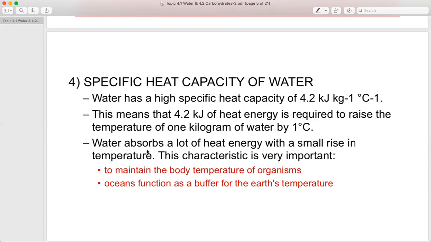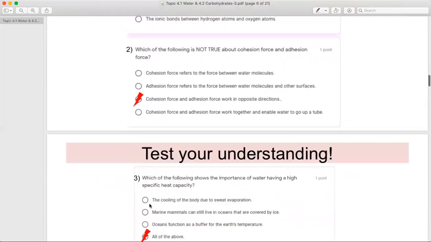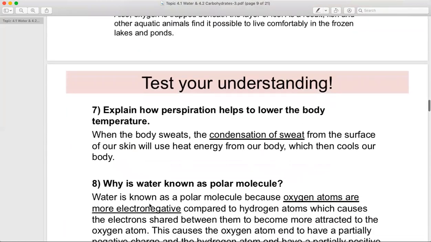Okay. Water absorbs a lot of heat energy with a small rise in temperature. This characteristic is very important. Okay. Nampak kalau tengok sekarang perlukan banyak tenaga semata-mata untuk menaikkan sebanyak 1 degree Celsius sahaja. So, apa tujuannya adalah, yang pertama, okay, positif tujuan kat sini adalah untuk maintain the body temperature of organism. And then for the oceans dekat luar ni, so ocean boleh function as a buffer untuk maintain the earth temperature. Okay, ni boleh jawab sendiri, cuba jawab.